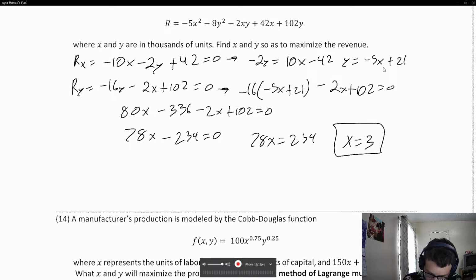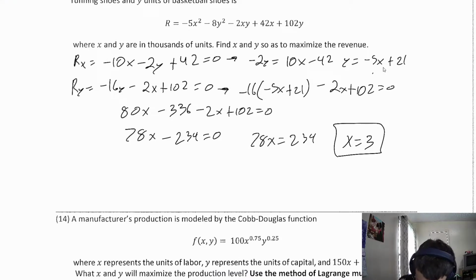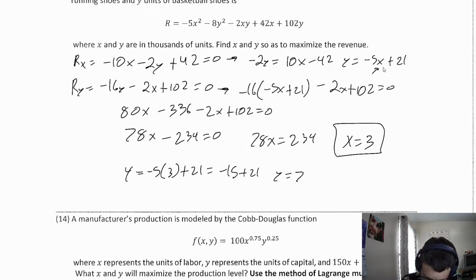And so from there, we can plug x equals 3 into this to get y equals minus 5 times 3 plus 21. That's minus 15 plus 21. So then y equals 7. And we're done. I guess technically we could determine that these are maximums and minimums. Like, we don't technically know that x equals 3, y equals 7 gives us a maximum. Maybe it gives us a minimum.